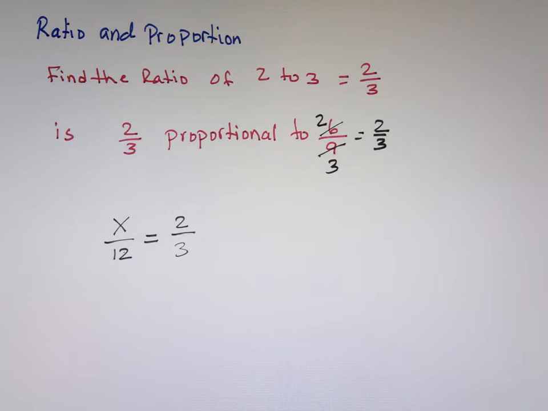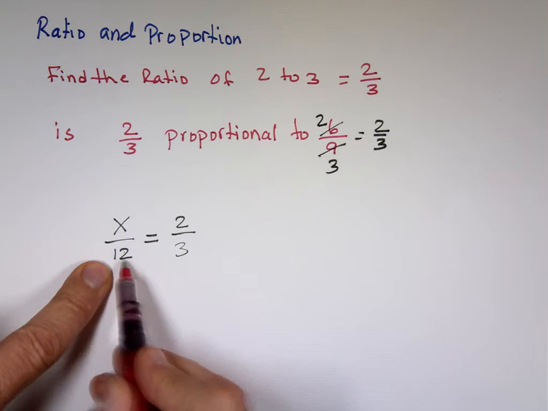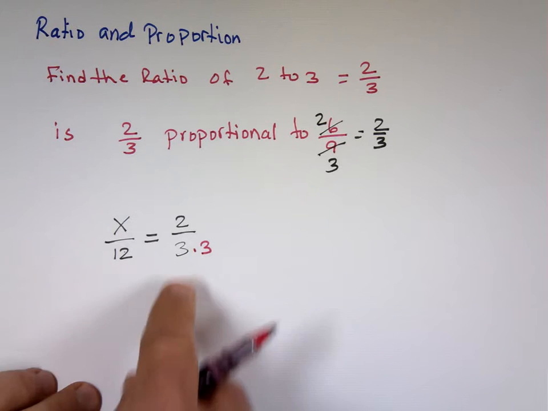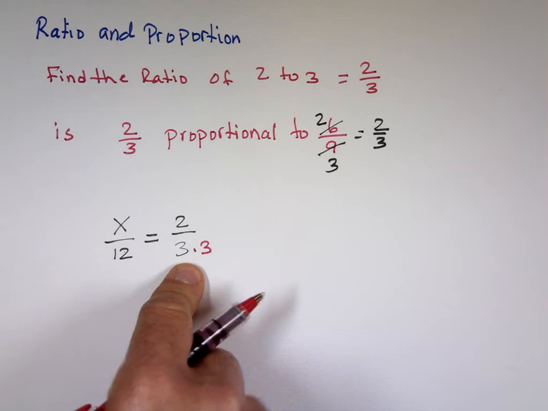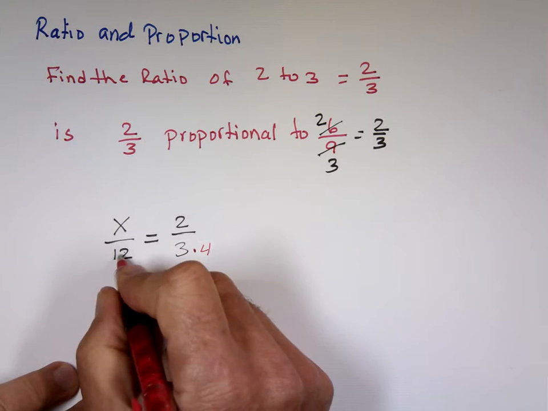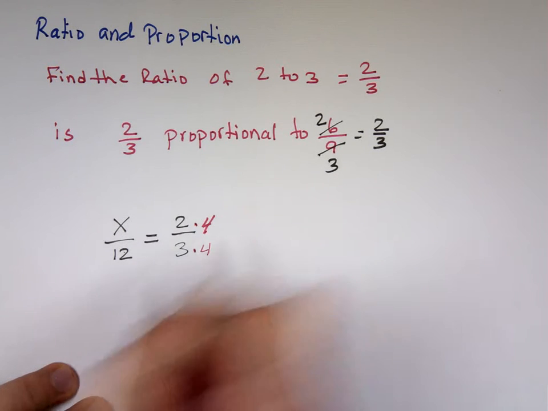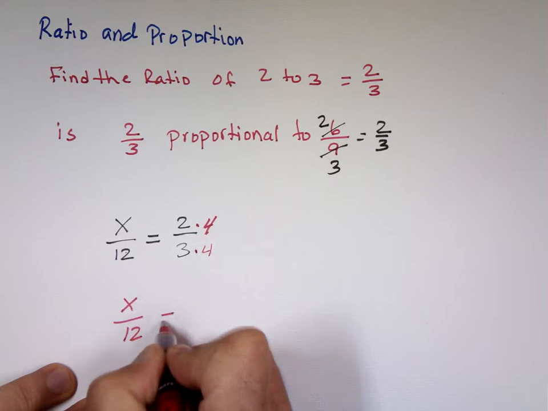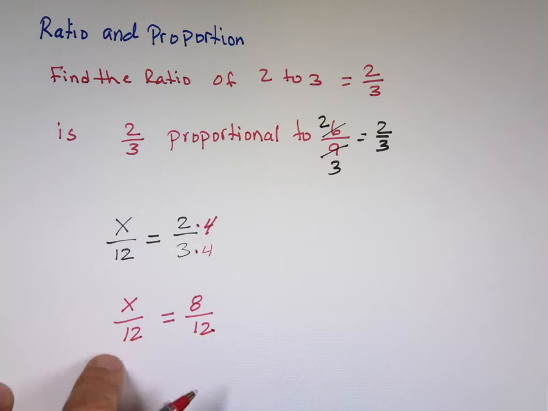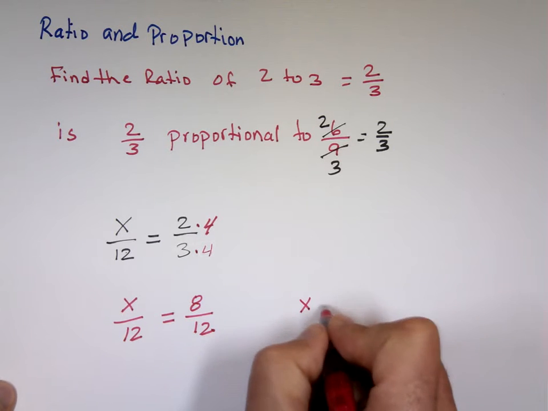Well, there's a couple of ways to do it. One way, you know what? This is a 12, this is a 3. To make this 12, I need to multiply this by 4. If you take the 3 and multiply it by 4, it's going to equal 12. If you multiply the bottom by 4, you're going to multiply the top by 4. What's 2 times 4? So x/12 now is equal to 8/12. Since 12 is the same as 12, the only way these two will equal each other is if x equals 8.